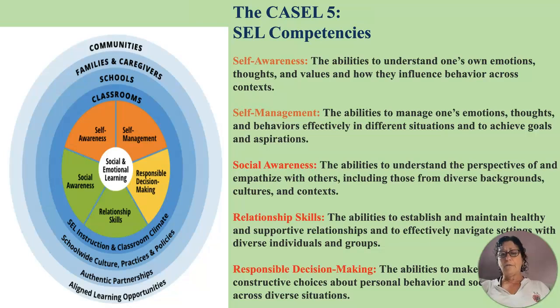The next two competencies have to do with the relationship between you and others. Social awareness has to do with, can you understand other people from their perspective? Can you relate to them? Are you culturally aware? Are you empathetic? Be open-minded and honest. Relationship skills: can you maintain those relationships, even if they're with people from diverse backgrounds?